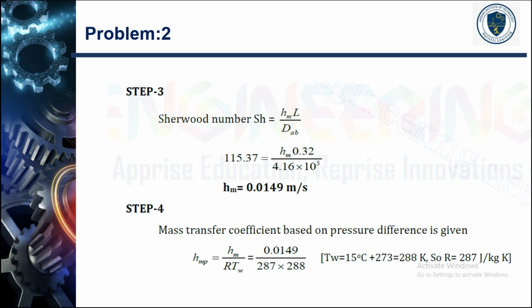Now this is not the end of the problem. They ask for the evaporation rate, and the system is operated at partial pressure. So this term is recalculated for the partial pressure. How to recalculate: hMP, the value at the particular partial pressure, is equal to hM by RT into W. So substitute here, and you will get the new value of the convective mass transfer coefficient.